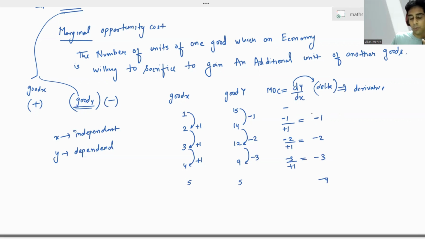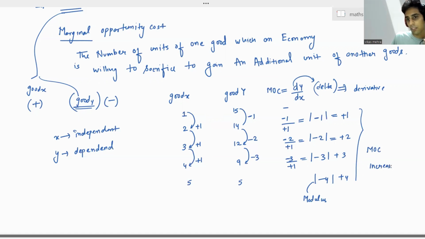In order to explain the concept, I will take the absolute value of this MOC. This is the sign for the modulus. Modulus means the value inside will be either positive or negative, but the end result will be positive. So +1, +2, +3, and +4. I think you're able to follow the general trend. Here MOC is increasing. This is called the law of increasing MOC.